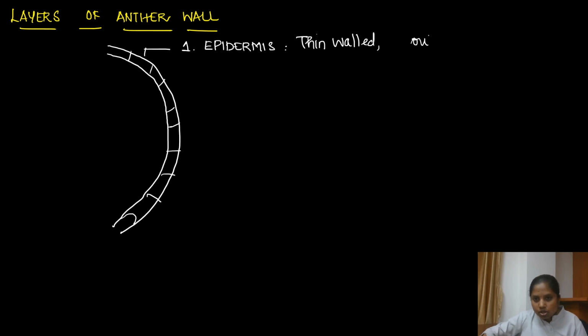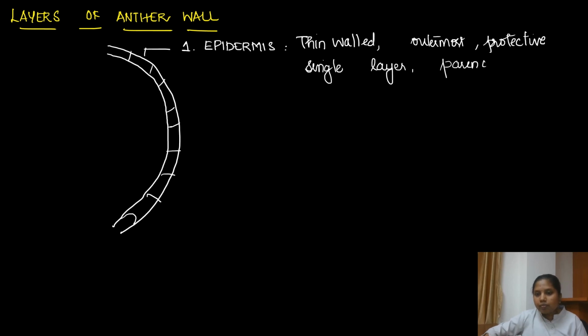They are outermost, protective, single layered and parenchymatous. So for the epidermis description, you can use a mnemonic called POPs, which is protective, outermost, parenchymatous, single layer. So you can remember the epidermis as POPs.